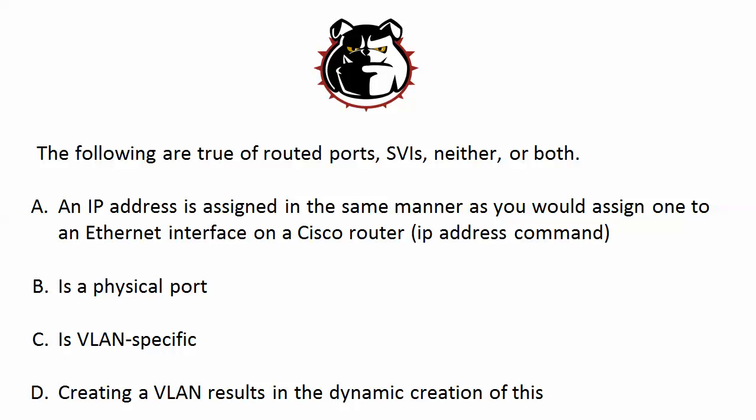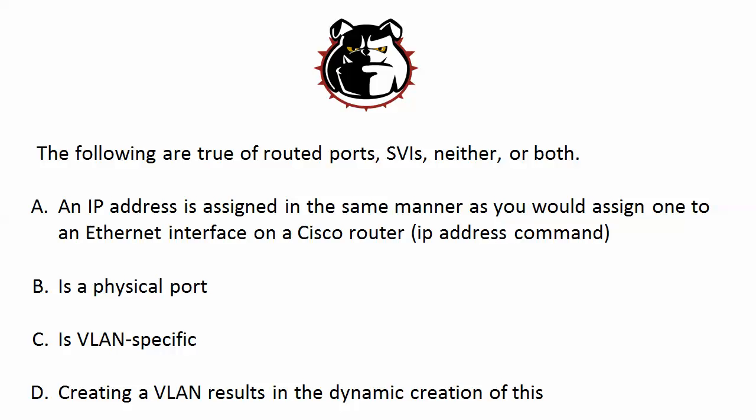Now C, is VLAN specific? That does describe a switch virtual interface, because remember our rule, one SVI per VLAN, but a routed port is not VLAN specific. Now D, creating a VLAN results in the dynamic creation of this, describes neither one of them. You might be tempted to think it's an SVI if you haven't worked with these yet, but an SVI is not going to be dynamically created. You've got to go ahead and enter that information manually.